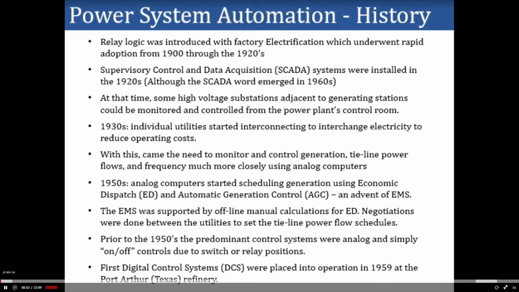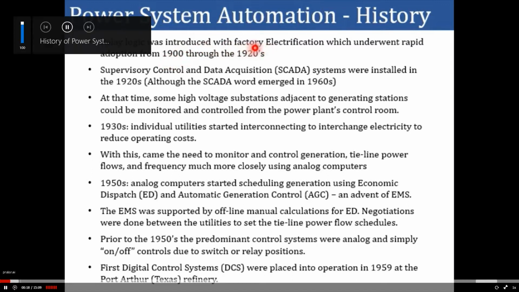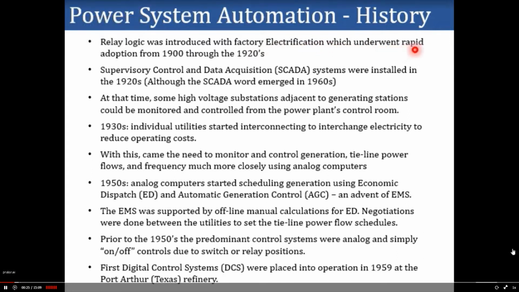Now let us see how power system automation evolved in the past. You can see that relay logic was first introduced in 1900, and it started with factory electrification, and then slowly it integrated with the power system network, and between 1900 and 1920 it underwent rapid adoption.